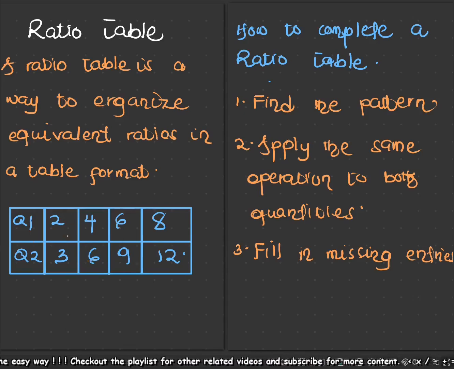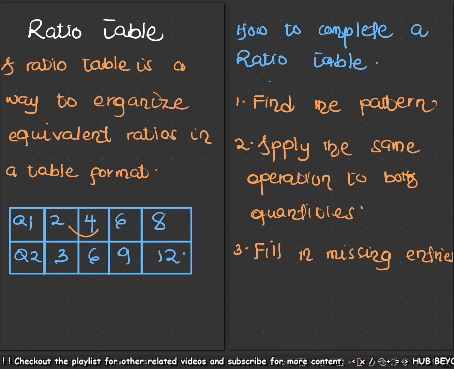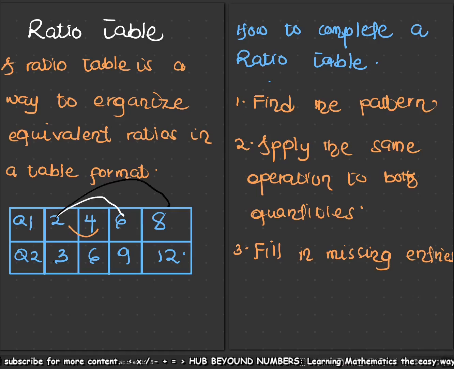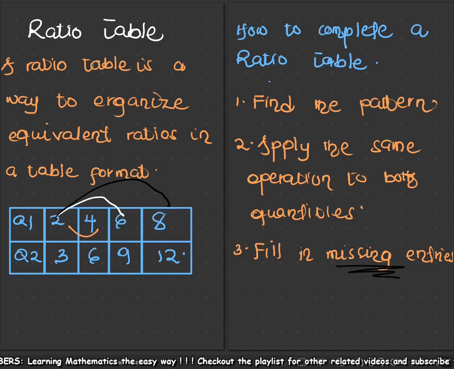So as you can see here, it was being multiplied by 2. Here was multiplied by 2. Then we came to multiply by 3. And then we also came to multiply by 4. So you are going to do the same to this. That is where we multiply the 3 by 2, giving us 6. The 3 by 3 giving us 9, then by 4 giving us 12. You see? Then if there are any missing entries, you fill it based on the pattern you have observed, right?